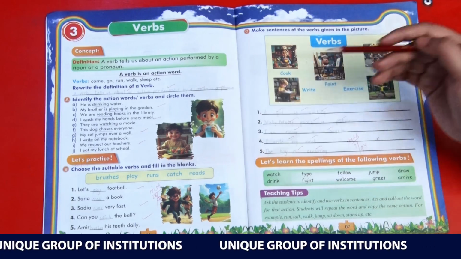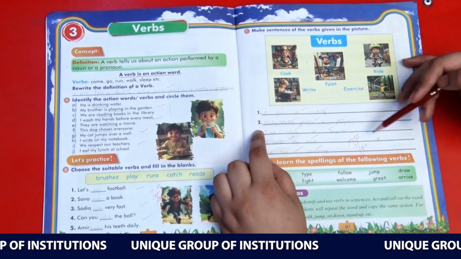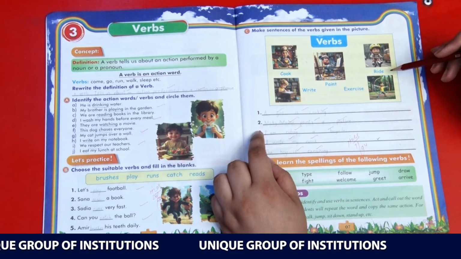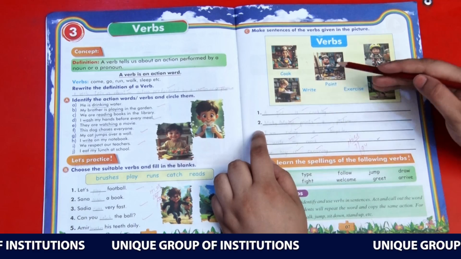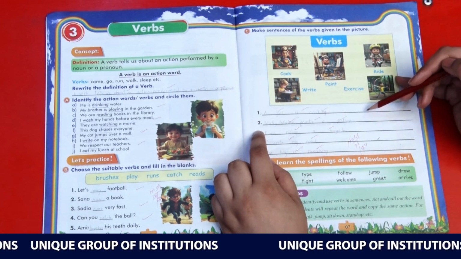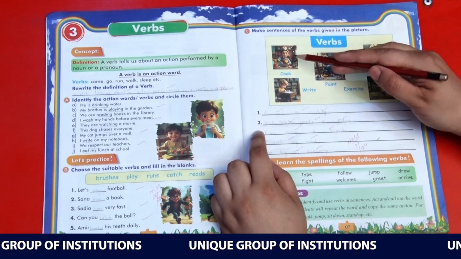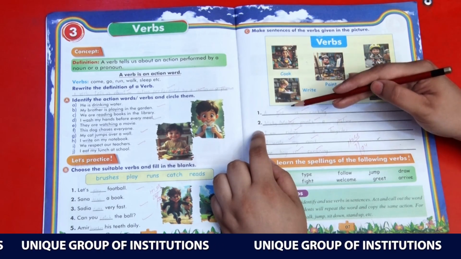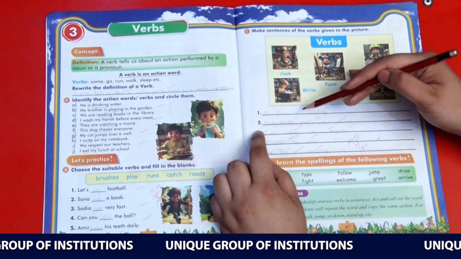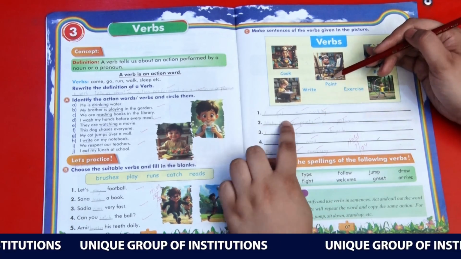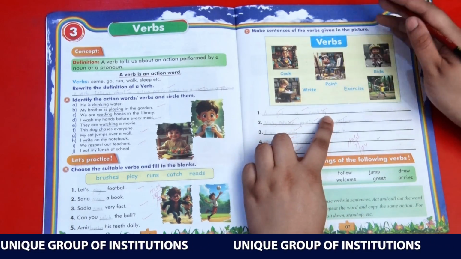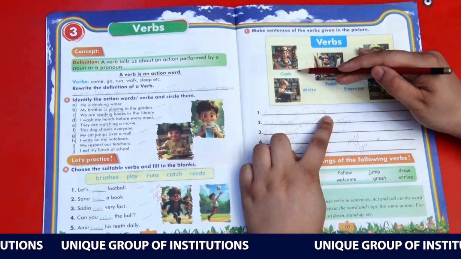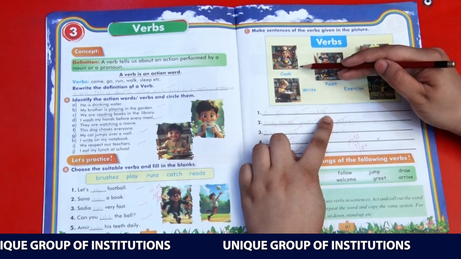Now move to the next page, and here we have a very lengthy task. You need to look at the pictures. You need to see what action is being performed in the picture, and make a sentence and write it here. In the first picture, we have a girl who is cooking or baking something. So we will make a sentence just like this: a girl is cooking. You can make your own sentence, but use the word cook in your sentence, as this is our specific verb for this.